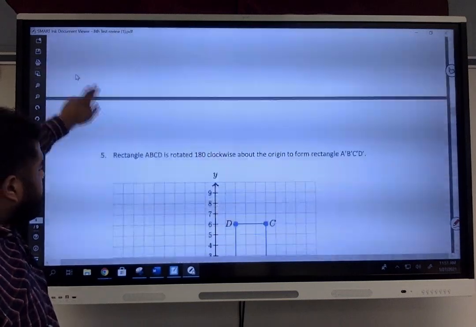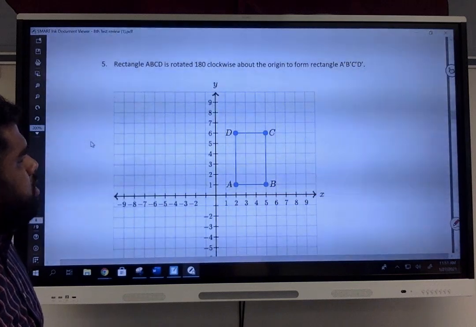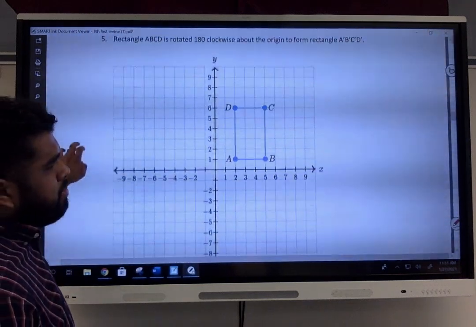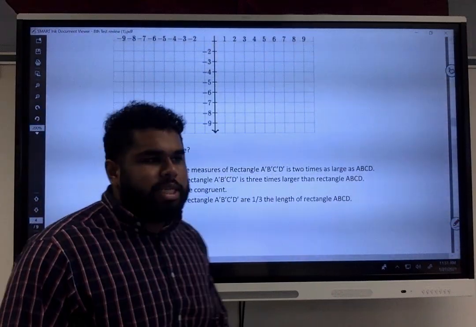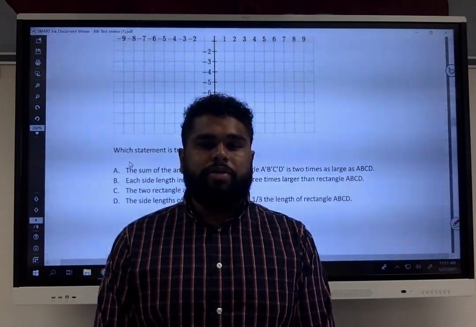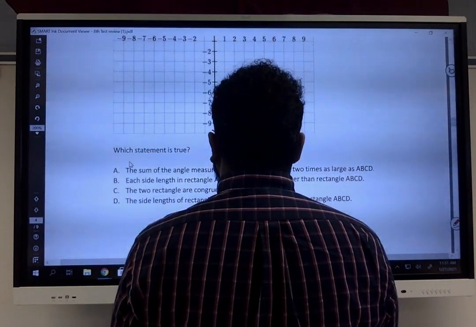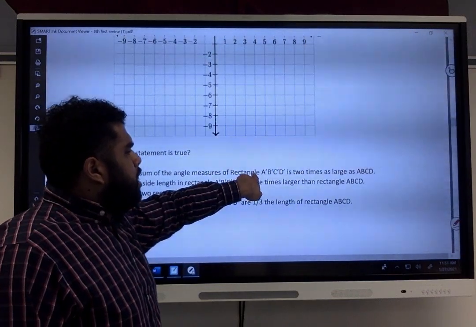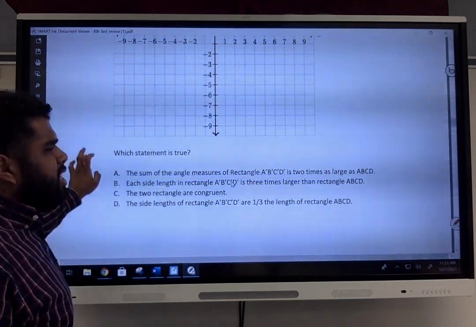So let's try and get this one. Rectangle ABCD is rotated 180 degrees clockwise about the origin to form rectangle A prime, B prime, C prime, D prime. So which statement is true? Let's say that I'm standing right here. Now I'm going to rotate my body 180 degrees. Here's 90 degrees clockwise, and here is 180. The sum of the angle measurements of the new rectangle, A'B'C'D', is 2 times as large as ABCD.